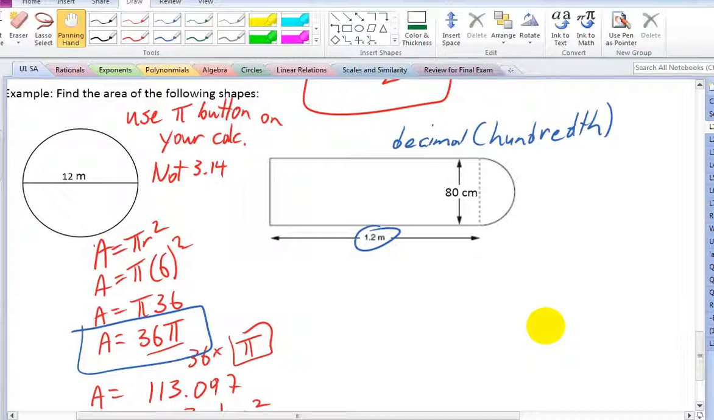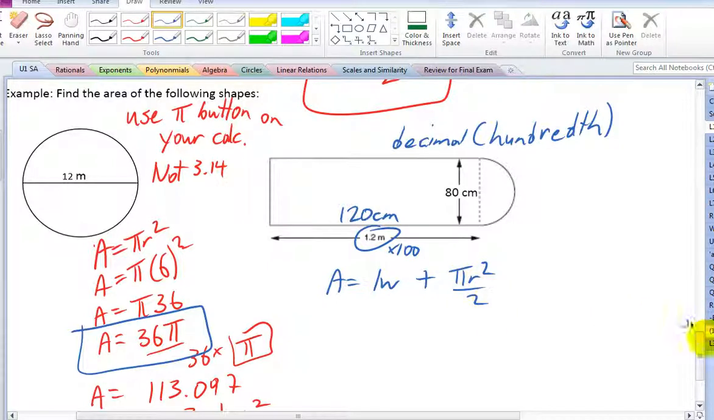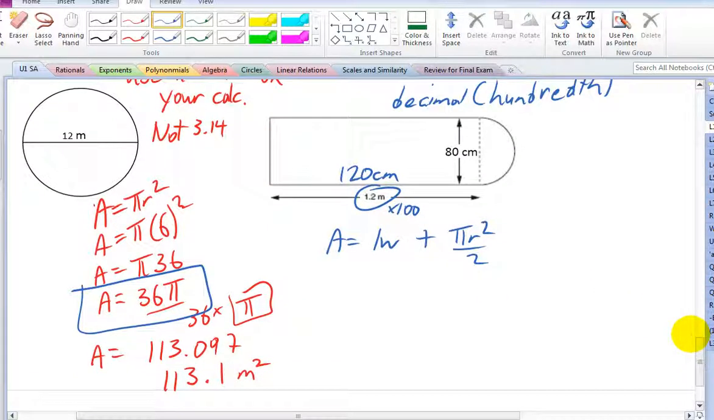So here, our units is an issue. 1.2 meters, 80 centimeters. What should we convert the 1.2 into? 120 centimeters. Multiply it by 100 to go from meters into centimeters. So area equals length times width plus pi r squared. We divide by 2 because it's half a circle. So 120 times 80 plus pi times what squared?